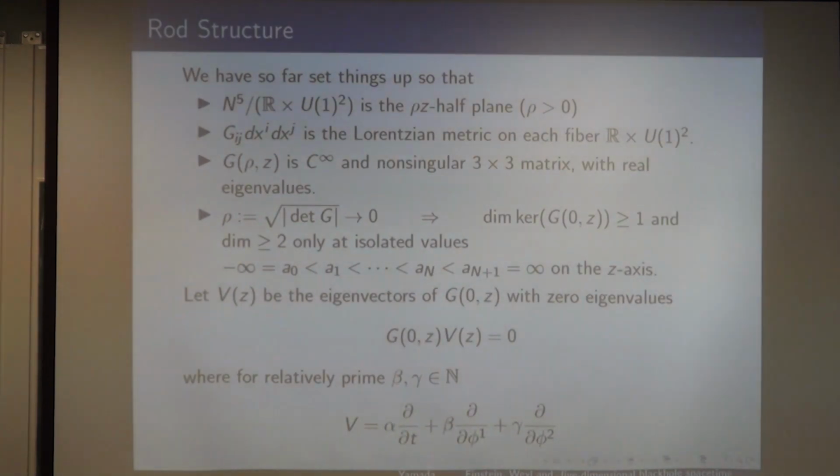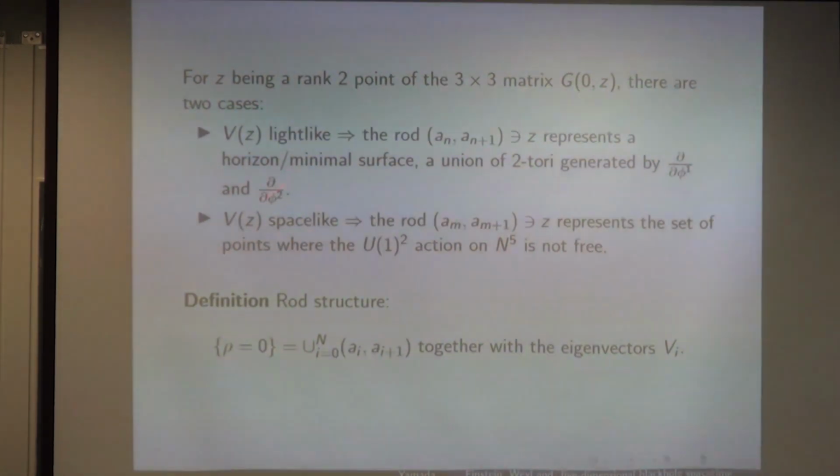Okay, let me recap what we did. We have a space-time with a three-dimensional Lie group acting, and the quotient space is the half-plane. GIJ is a Lorentzian metric, the restriction to the isometry group, and GIJ is C infinity, non-singular on the half space, but it degenerates as you approach the z-axis. And the way it degenerates has two different scenarios: one is space-like, and the other one is light-like.